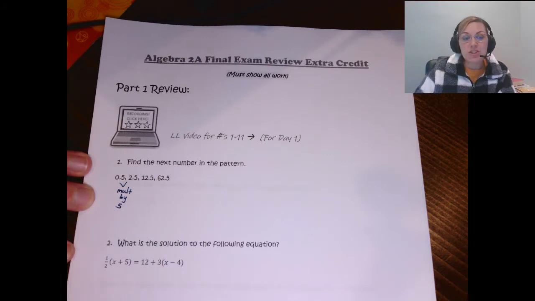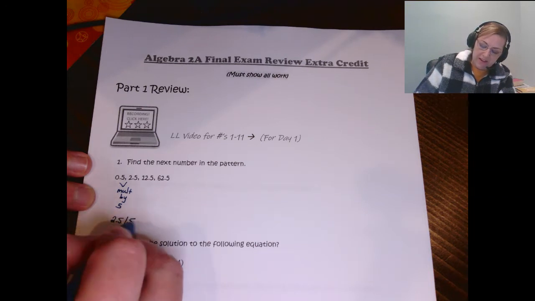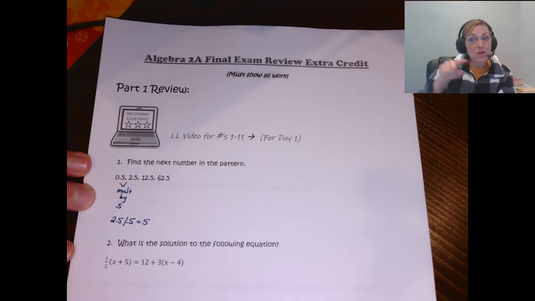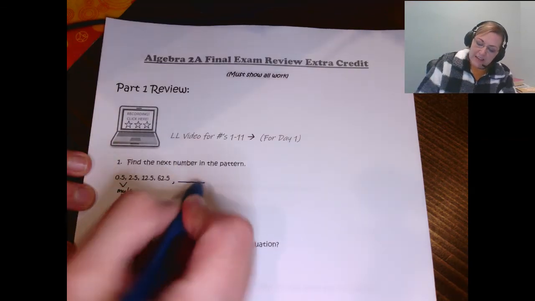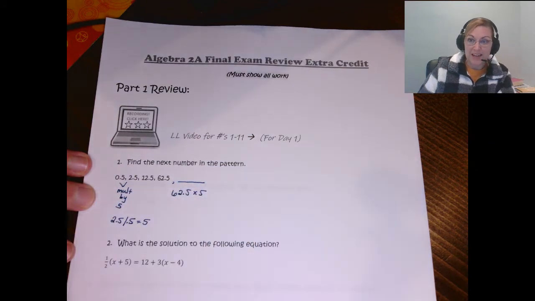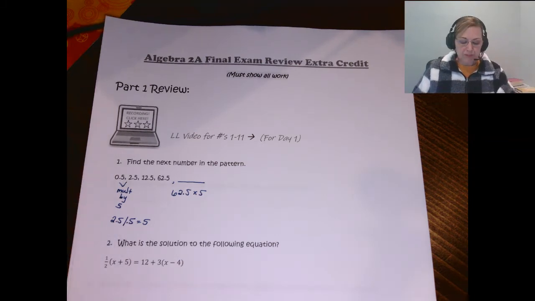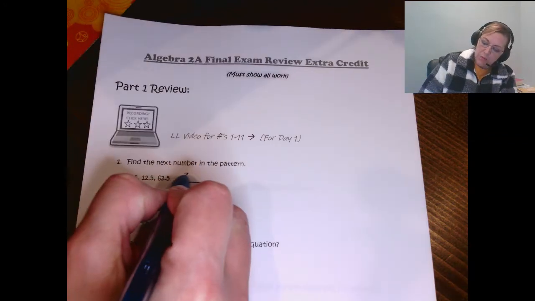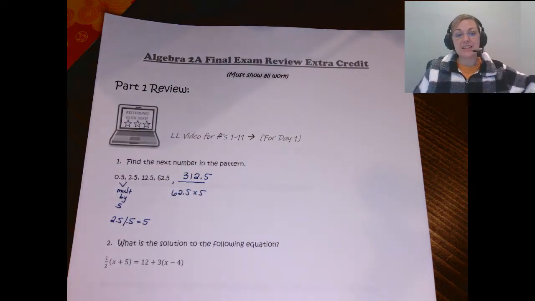Now, one way you could check that is you definitely could put that in your calculator. You would type in something like 2.5 divided by 0.5, and you would get 5. That would show you that you're multiplying by 5 each time. So if I take the next number and type 62.5 times 5 in my calculator, let's see what I actually would get. 62.5 times 5 gives me 312.5 for the next number in this pattern.